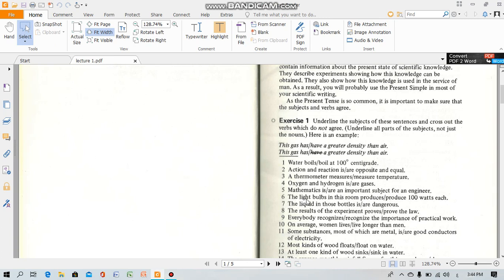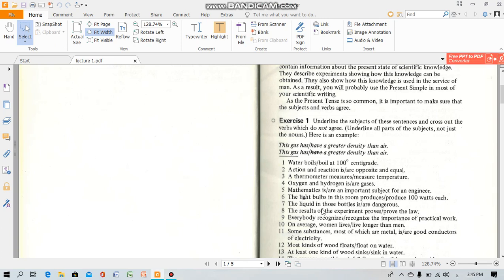Number 6. The light bulbs. Here, we do not depend on the light only. No, we depend on the bulbs also. As you see here, the bulbs. The light bulbs in this room produces or produce. No, we do not use produces. We use only produce. The sentence 6 became the light bulbs in this room produce 100 watts each. Okay?